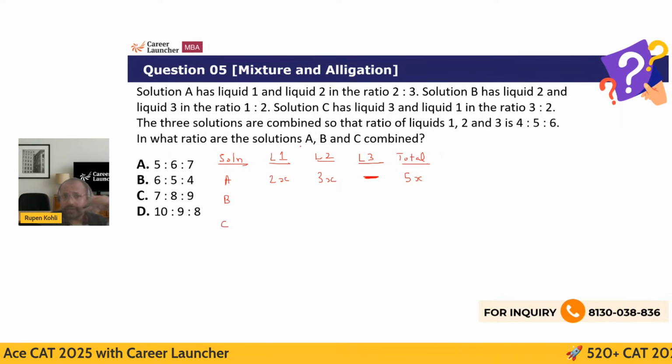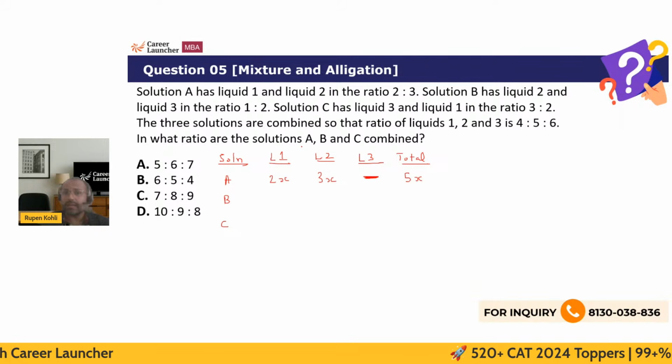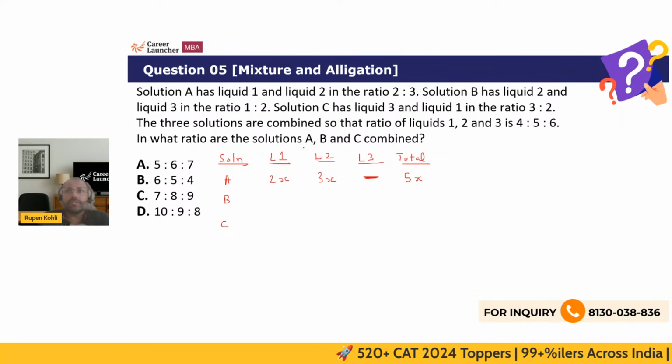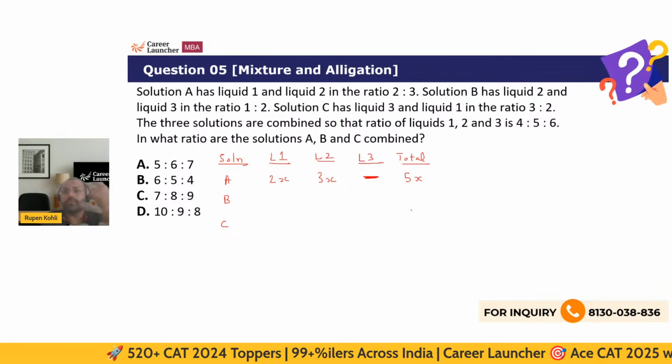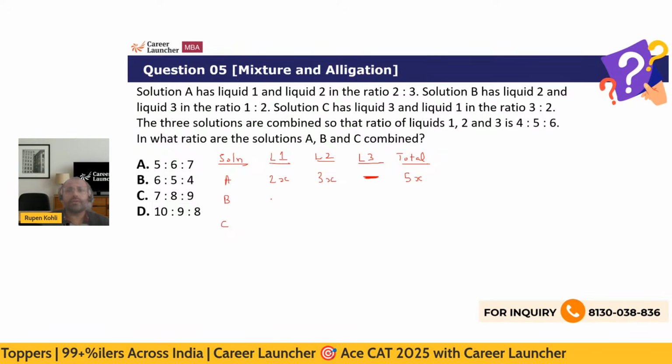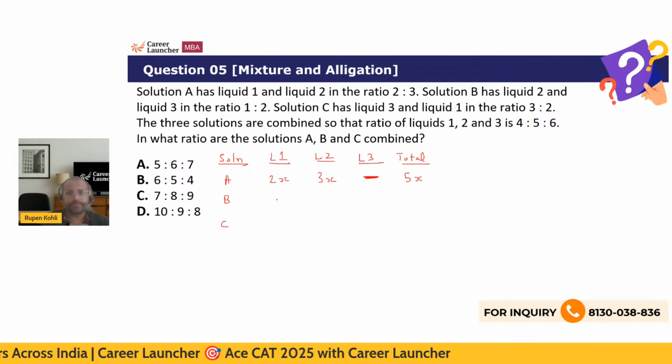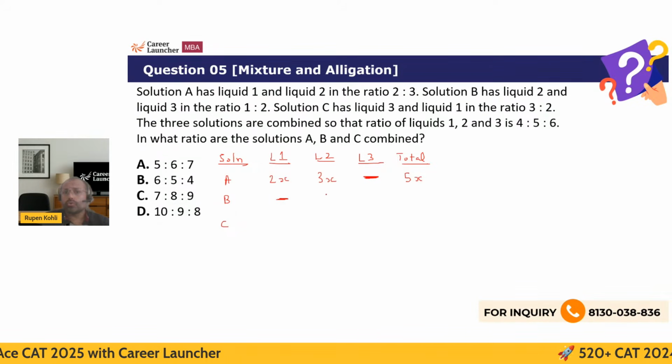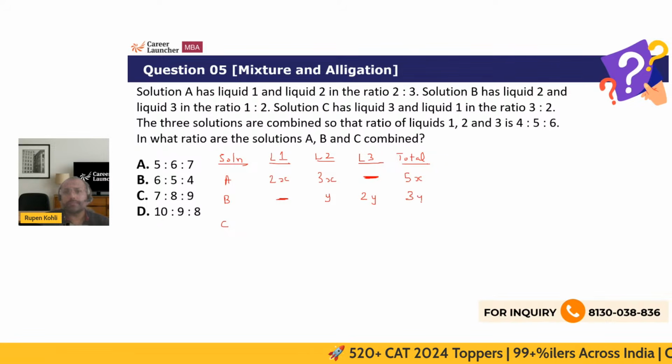Because you have to find this ratio in which the solutions are combined. So we have to find the ratio of their total volumes. So it is this 5x and so on, whose ratio we have to find. Likewise, in solution B, there is nothing called liquid 1. It has liquids 2 and 3 in the ratio of 1 is to 2. So 1 is to 2, if this is y, this is 2y, total of 3y.